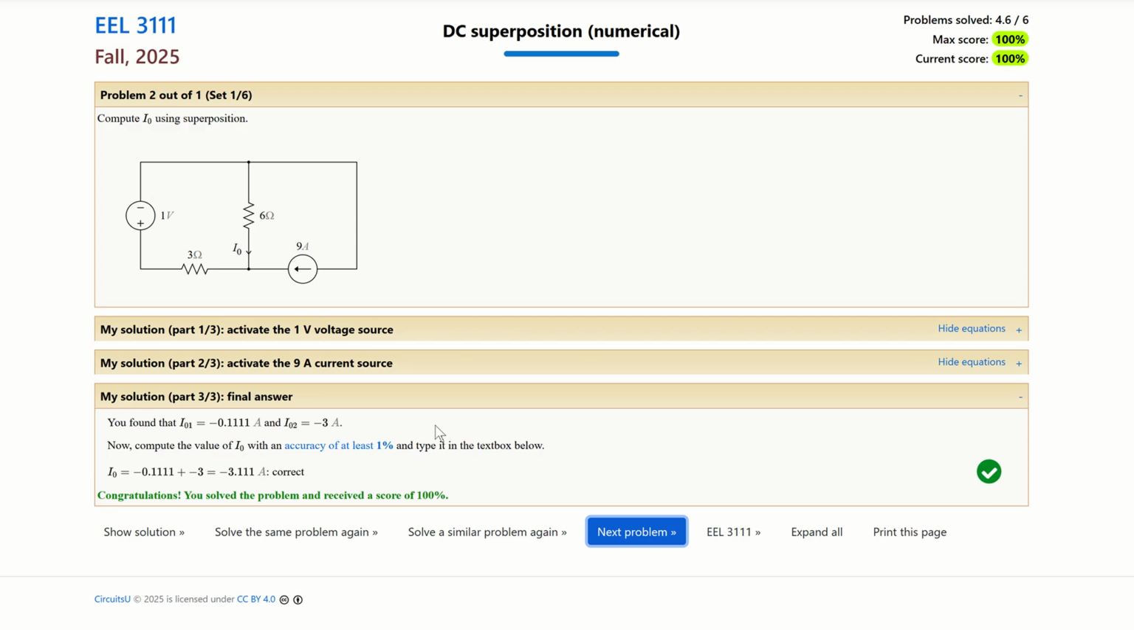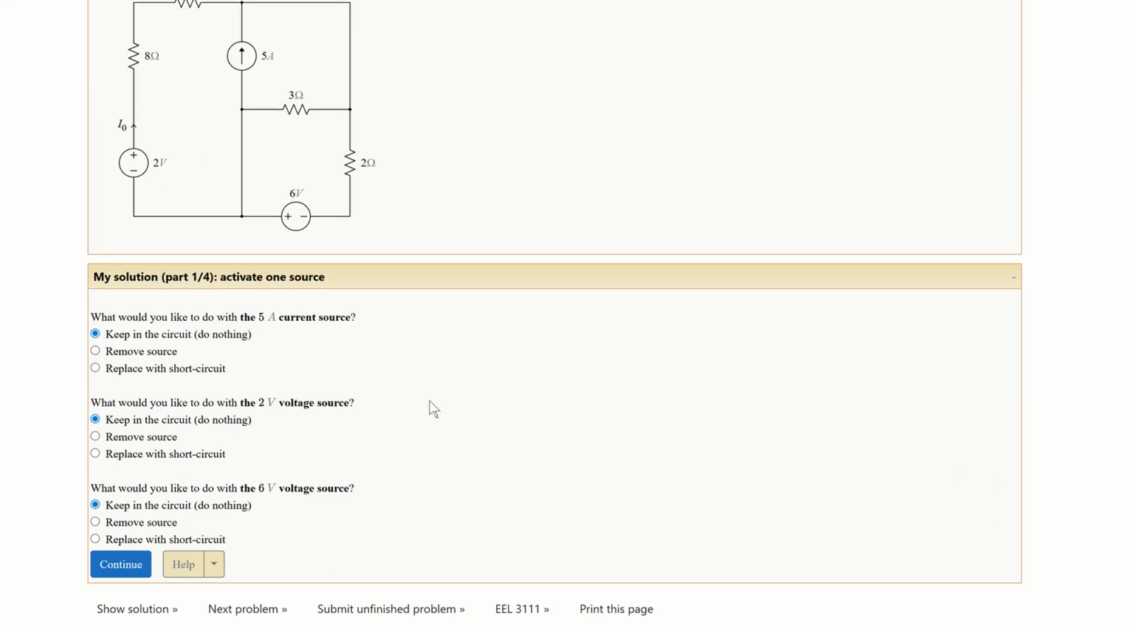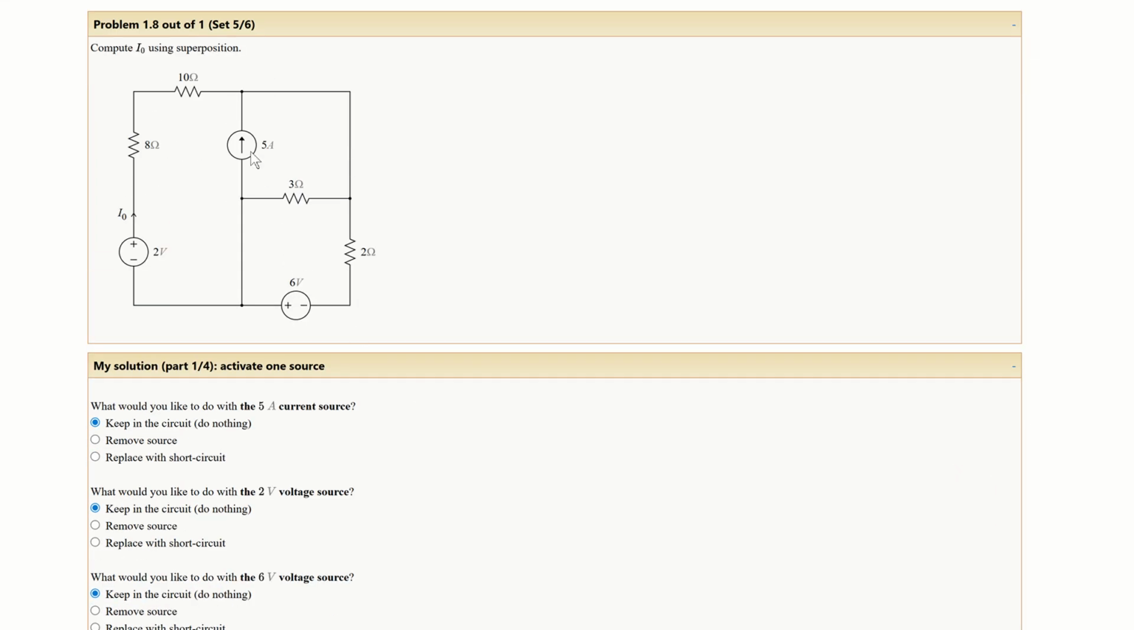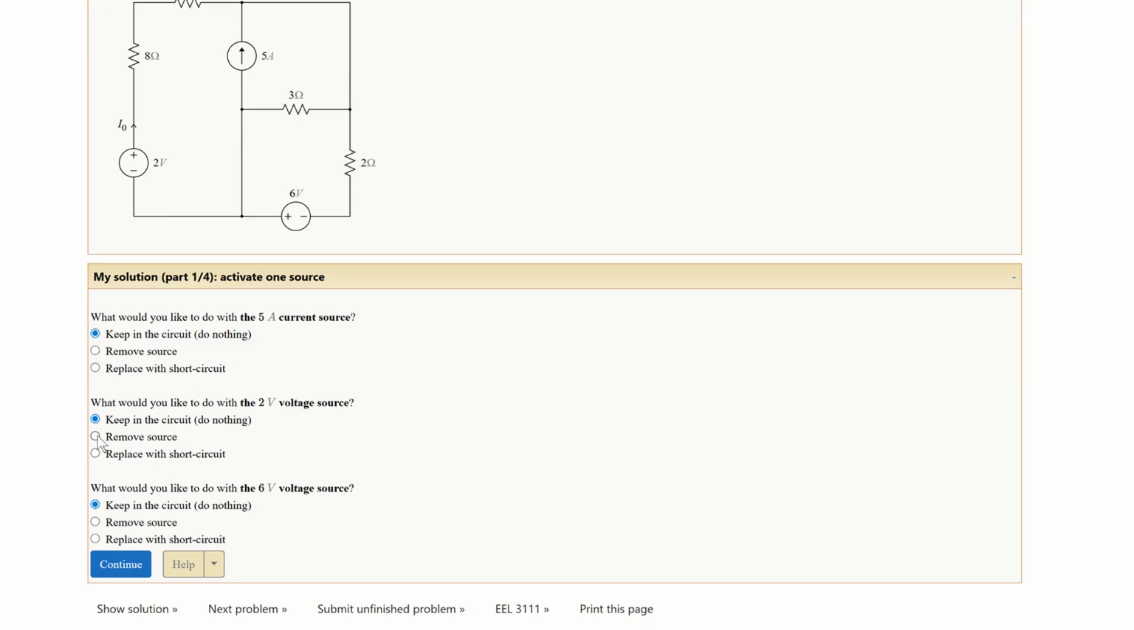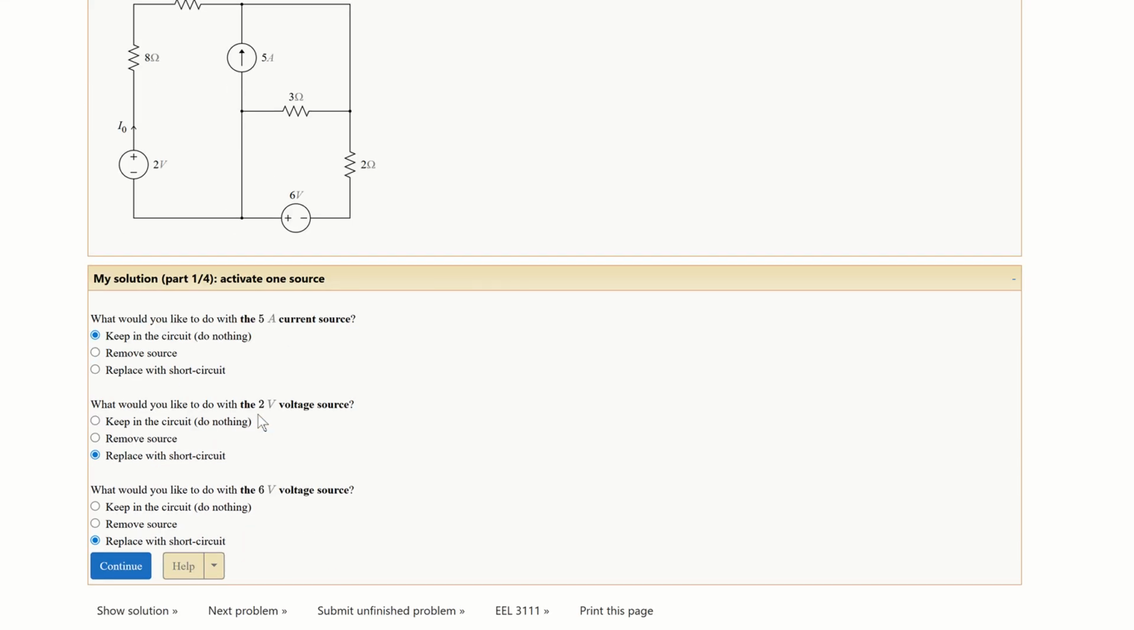See, if we click next problem here, it'll show us another problem. And you can already start to see after the first superposition problem we've done, there's 3 now. Nothing much would change. We keep 1 in the circuit. We'll replace this one with a short circuit. This is another voltage source, so they both get removed by short circuits. And we compute on.